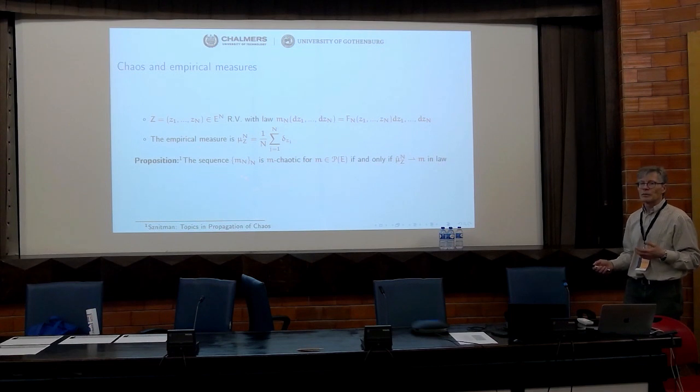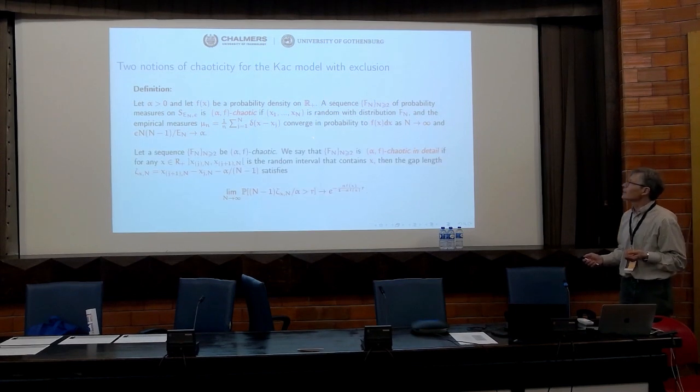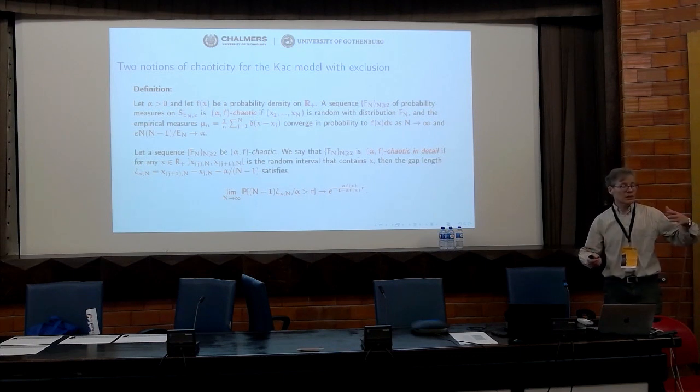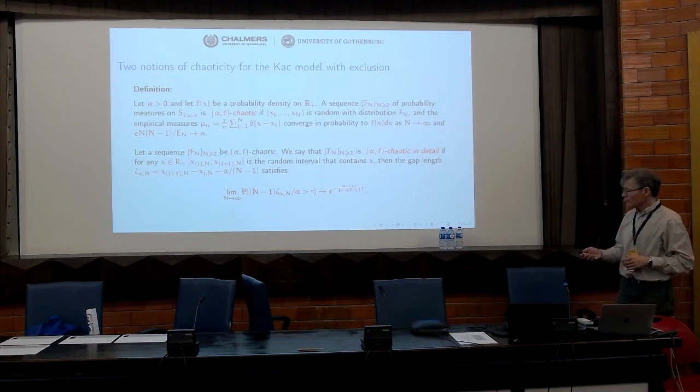Manuel told us about Sznitman's result on chaotic sequences, that in Boltzmann's or Kac's definitions is equivalent to convergence of empirical measures in law. So here are two definitions. Here we need a notion that is coherent with the underlying structure. We have all the measures for a fixed number of particles n on this simplex with excluded diagonals. That's encoded in here. We say alpha-f chaotic, so we have this alpha that says how big the excluded diagonals are. The definition is that the empirical measures converge, in this case, in probability to some density f.